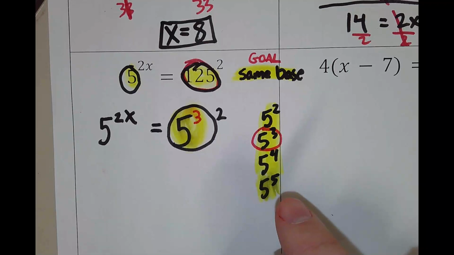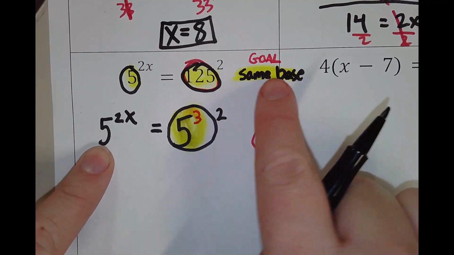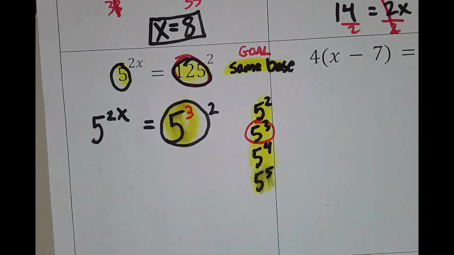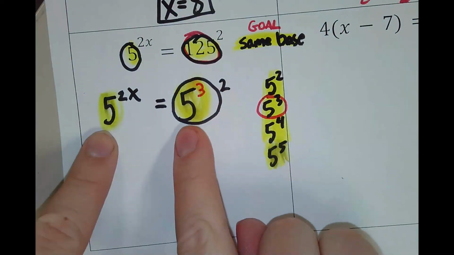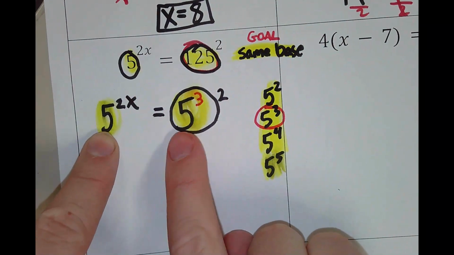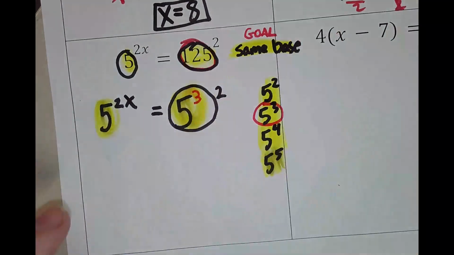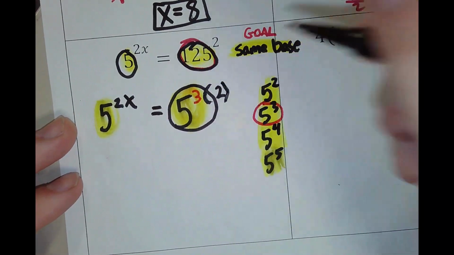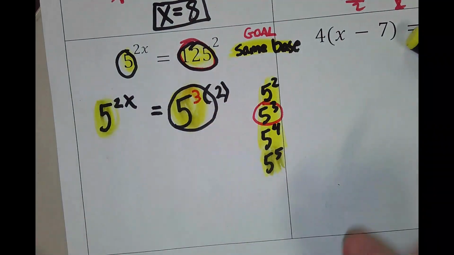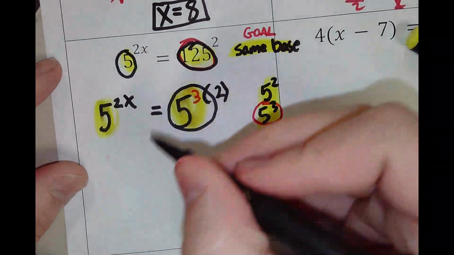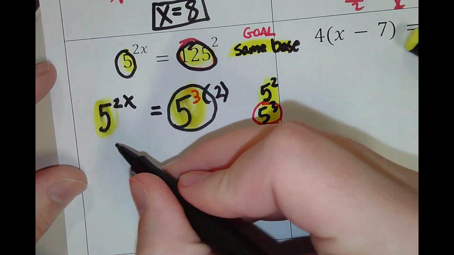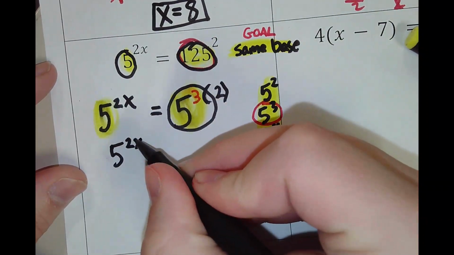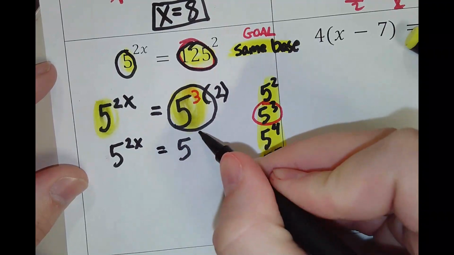Why did we do that? What was our goal? Our goal was to have the same base. Do these two parts of the equation have the same base? The answer is yes, they both have the same base now. Now all we need to do is multiply. I can add parentheses there since it is a power to a power. So that's going to be 5 to the power of 2x equals 5 to the power of 6.